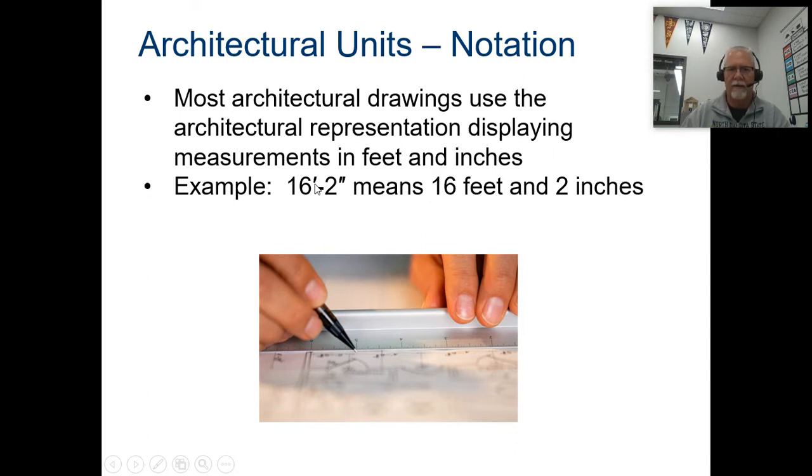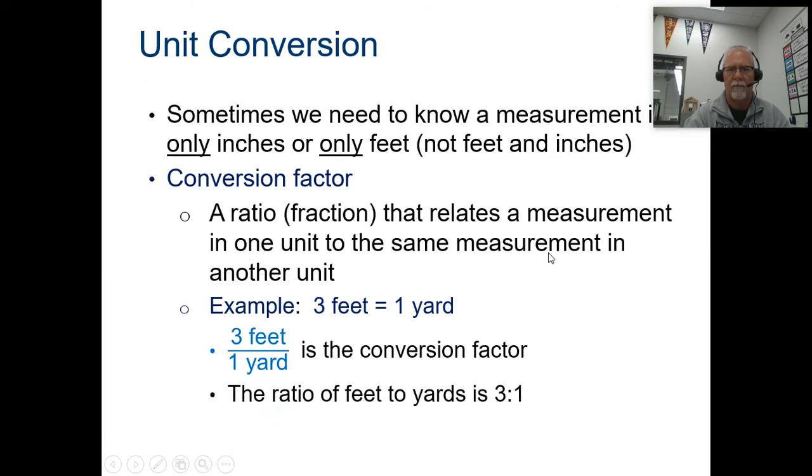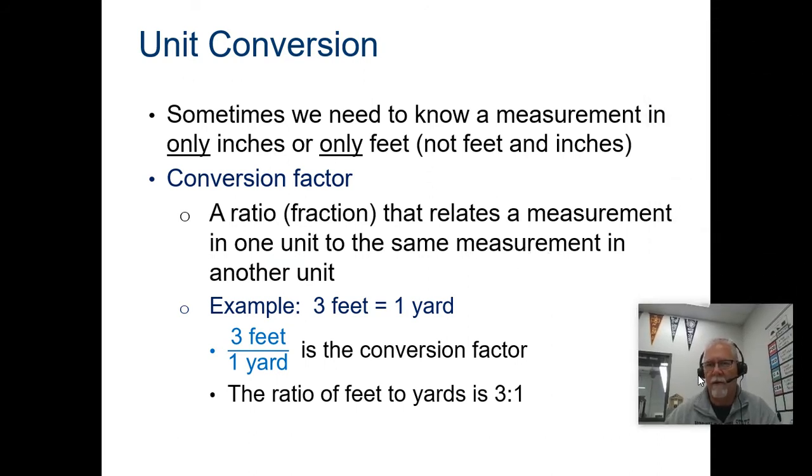Recognizing the abbreviations, the apostrophe is the abbreviation for feet. The double quote is the abbreviation for inches. So 16-2 means 16 feet and 2 inches, 16-2. Sometimes we need to know a measurement in only inches or only feet, not feet and inches.